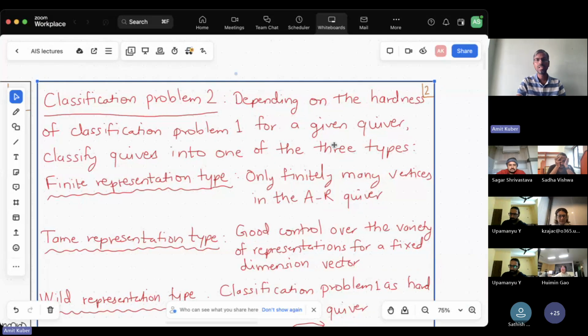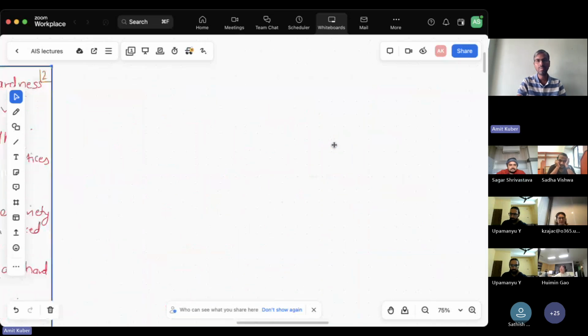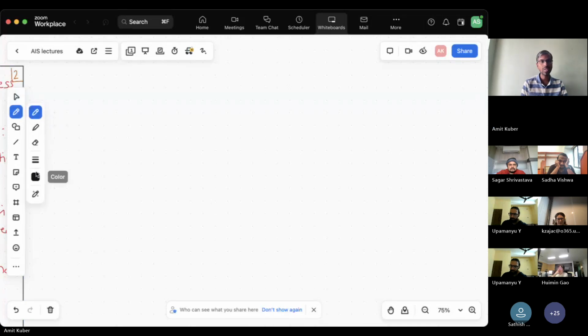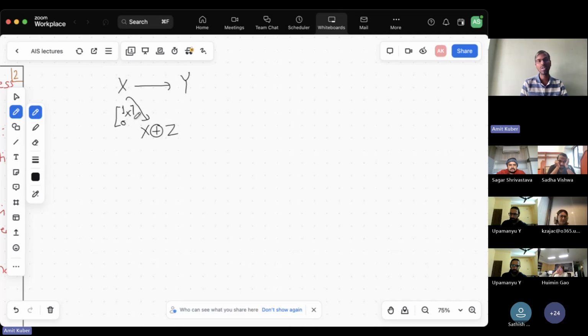Can you see my whiteboard? I have this space to write. Basically what I'm talking about is this. If I take this x and y, then one type of factorization is I go to x direct sum z, and the first inclusion is a 2 by 1 map. It is identity on x and then the 0 map. Then this map is my f, and the other map is 0. It always factors like this.